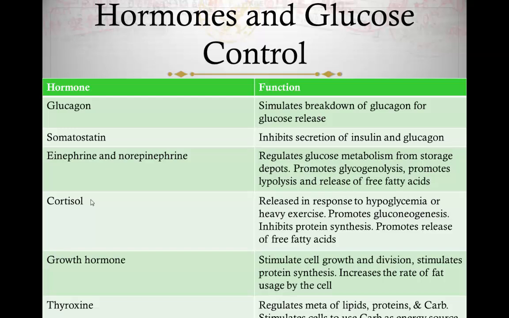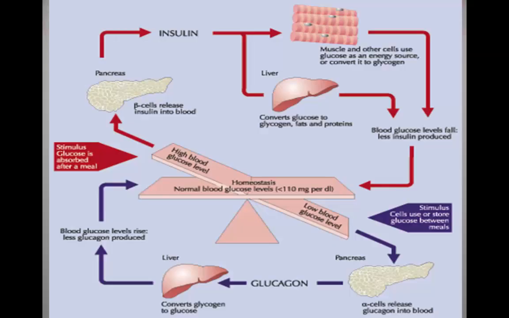Growth hormone stimulates cell growth and division and increases the rate of fat usage. We already went through all these hormones in the introduction, but this is just a brief addition. Thyroxine, from the thyroid gland, stimulates the use of carbohydrates and energy, as well as lipids, carbohydrates, and protein. So, as I said, this is a constant negative feedback and positive feedback mechanism.